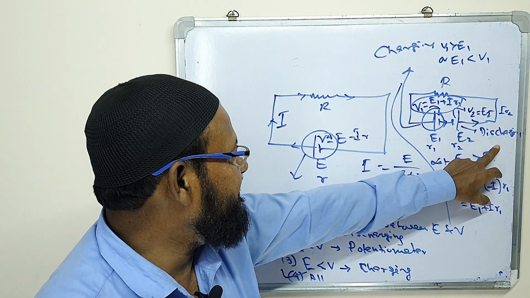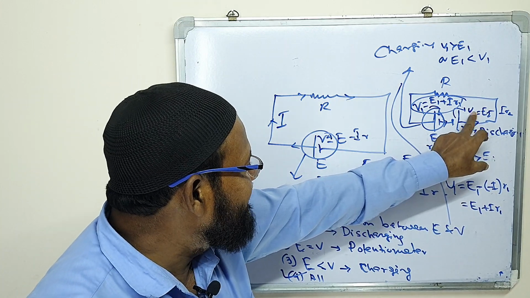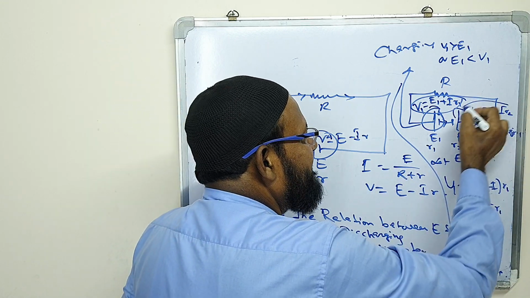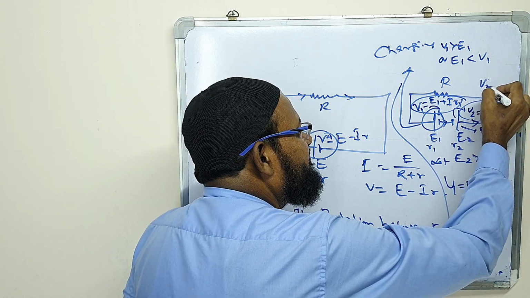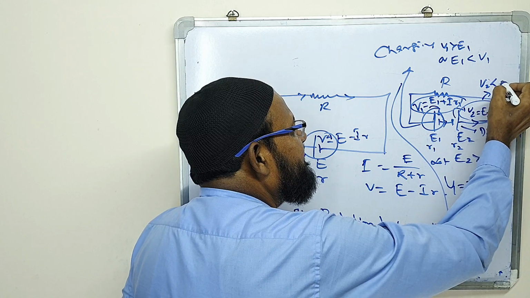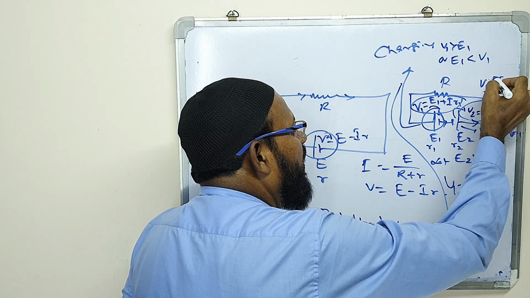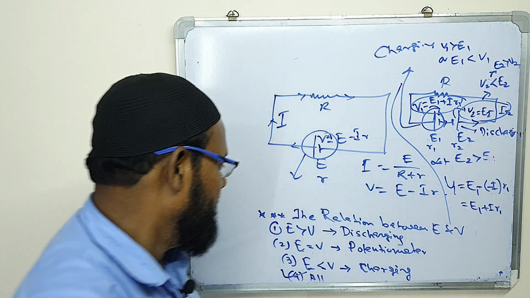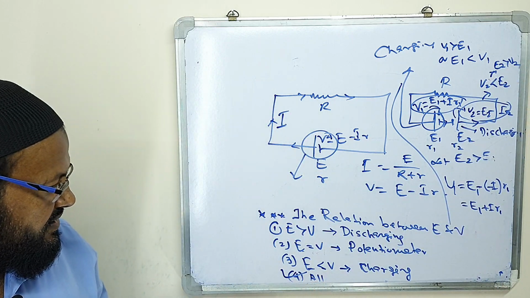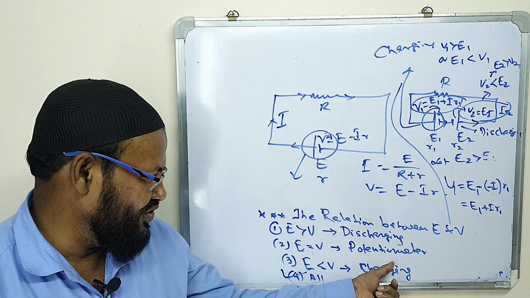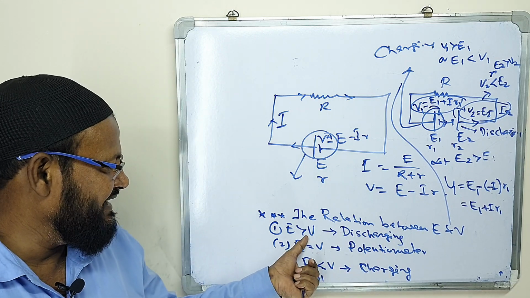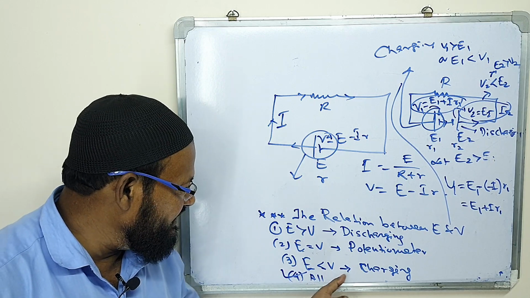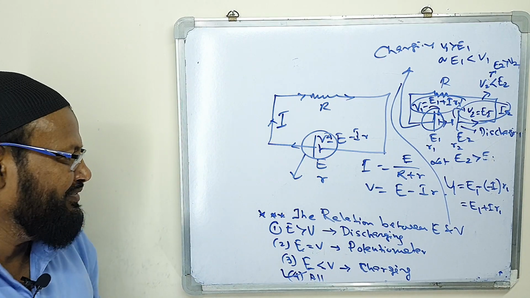During discharging, V2 equal to E2 minus IR2. Here, what is the rule? V2 less than E2, or in other words, E2 greater than V2. I will discuss the potentiometer later on. Today: E greater than V during discharging, E less than V during charging. I am giving one question.